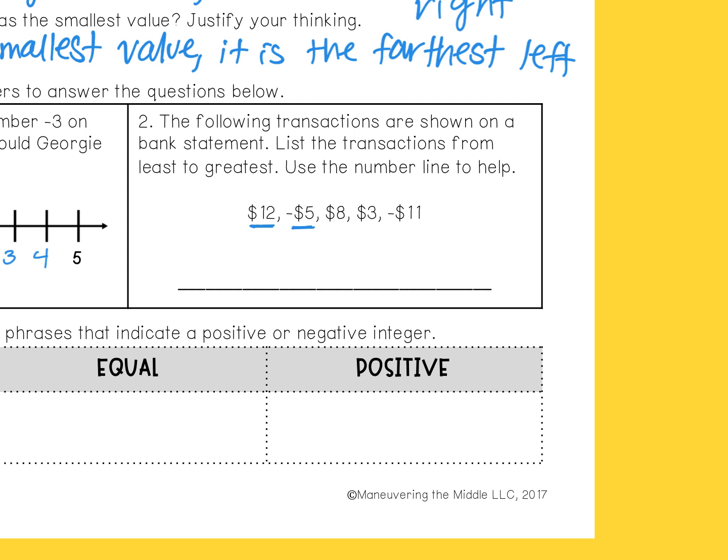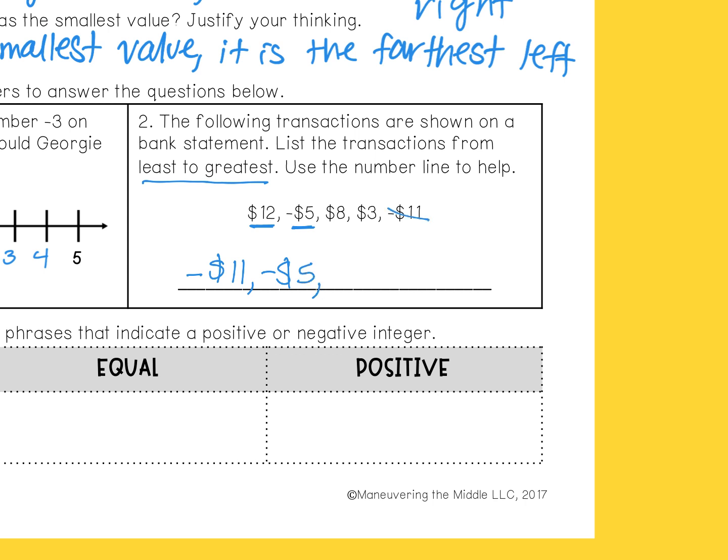Now, the bigger the negative number, the farther that number is away from 0, and that means the smaller the value. Okay, so if I'm putting these in order from least to greatest, I'm going to start with my biggest negative number, which is -11. If you spend $11, you would be -$11, and that is our least value. Then I'm going to move on to -5, my next smallest negative number.